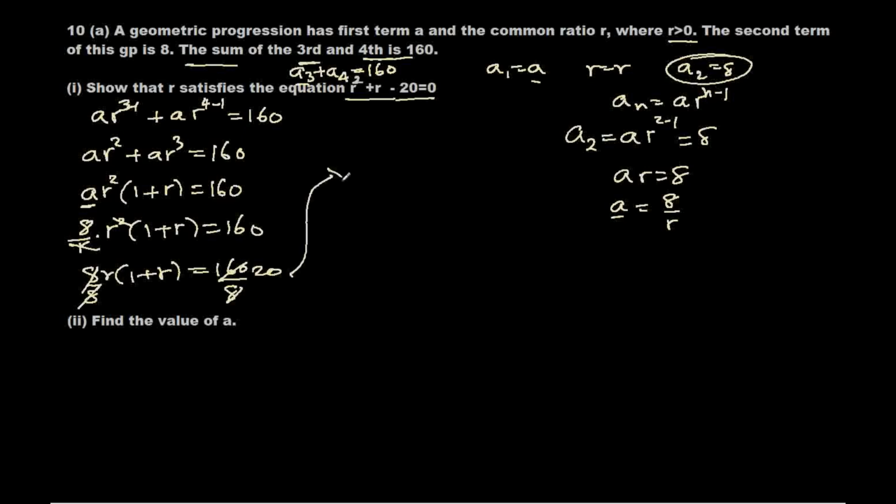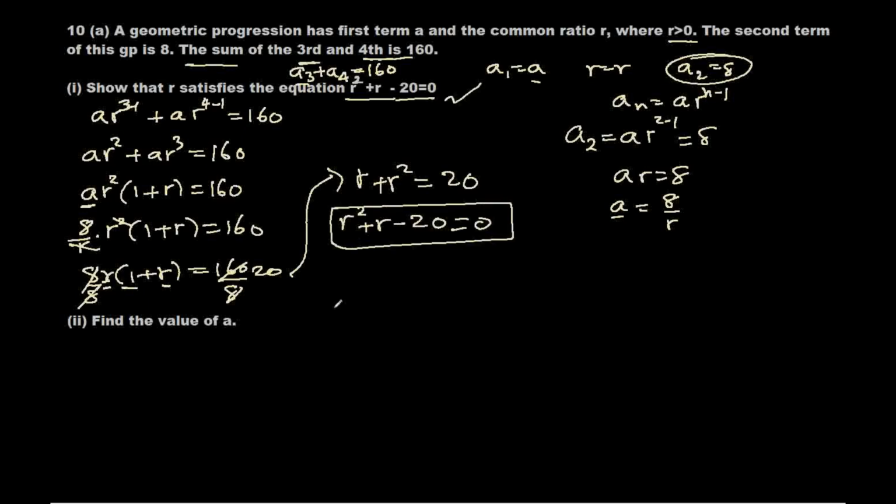And finally we can write here r times 1 is r, times r is r square, equal to 20. If we rearrange it, it becomes r square plus r minus 20 equal to 0, the relationship they wanted. Find the value of a. Okay, let's find the value of a.